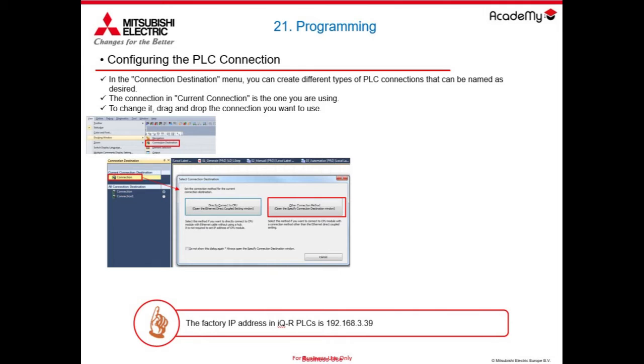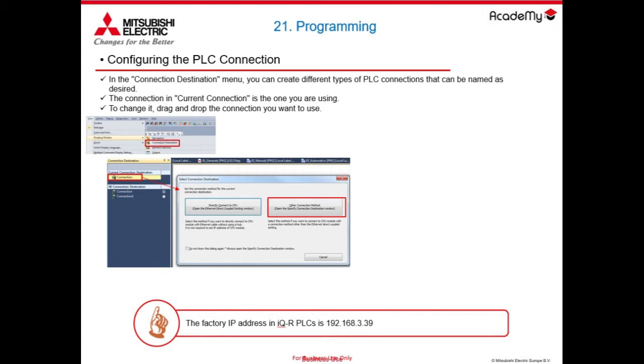Okay, connection PLC configuration. In the connection destination menu, it is possible to create different types of connection with PLC, which can be named as desired. The connection present in current connection is the one in use. To change it, drag and drop the connection you want to use or select it using the arrow on the right. Let's see what that means.